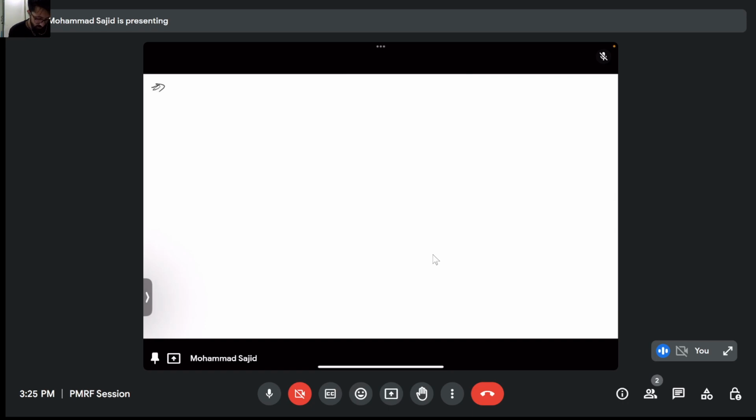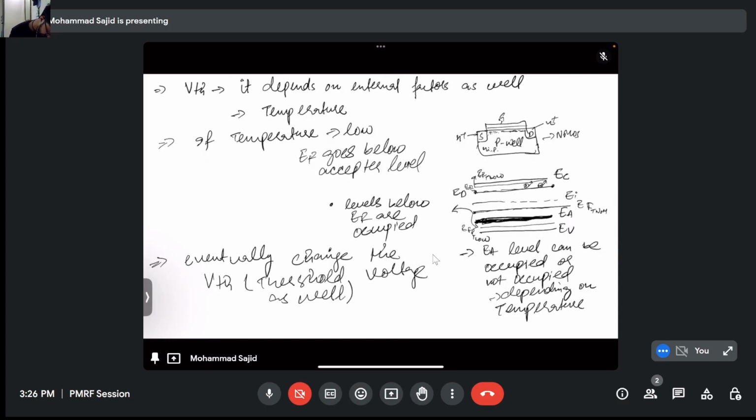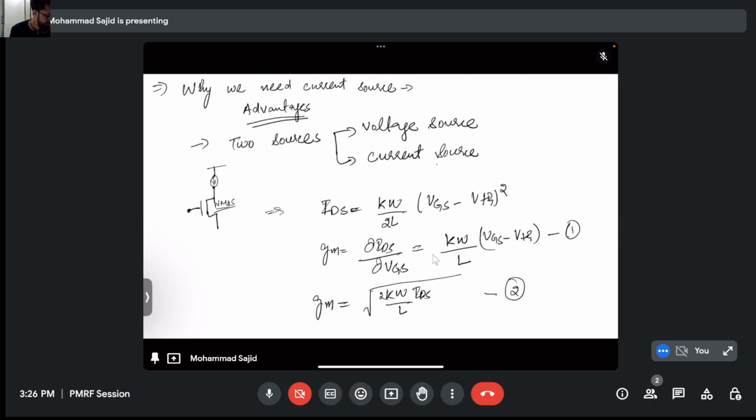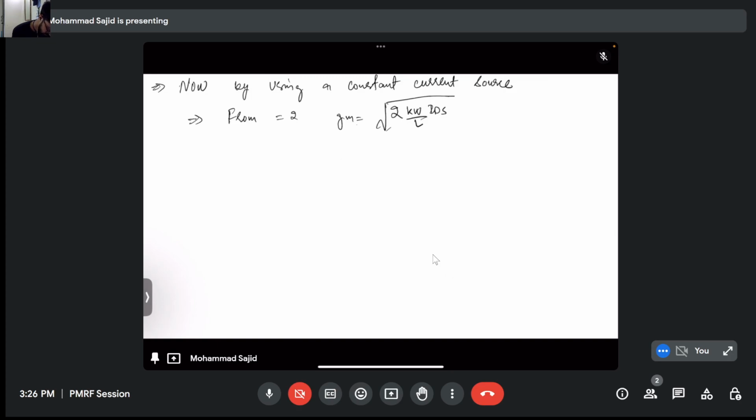Now, coming to the main point, why we use current sources? Why should we use current sources? Now, by using a constant current source, we know from equation 2, gm is equivalent to the square root of 2 times K W by L IDS. Let's call it gm naught.